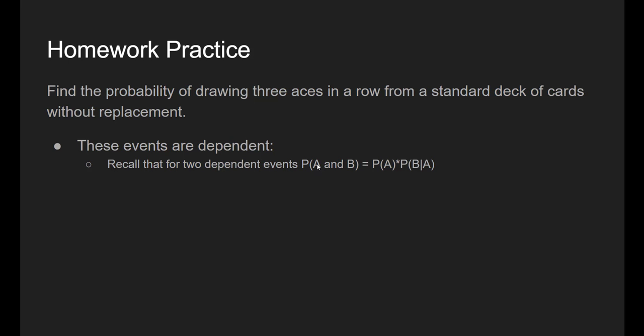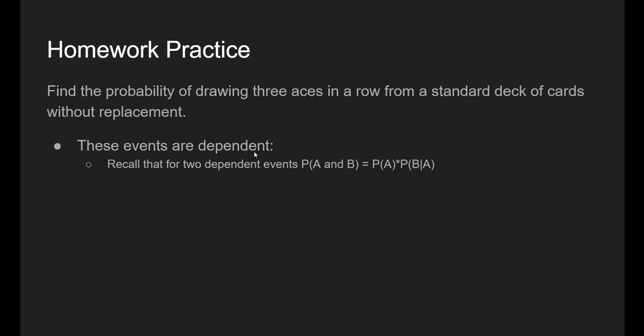If A represents the event of drawing an ace and B represents the event of drawing an ace, then the event of drawing 2 aces would be the product of the probabilities here. This is the probability of drawing an ace times the probability of drawing a second ace given that the first was an ace. So that's what this little line here means. It means given that. So this is the probability of drawing a second ace given that the first card drawn was already an ace. And that's what we have to consider.